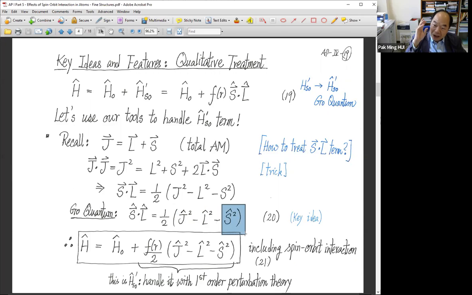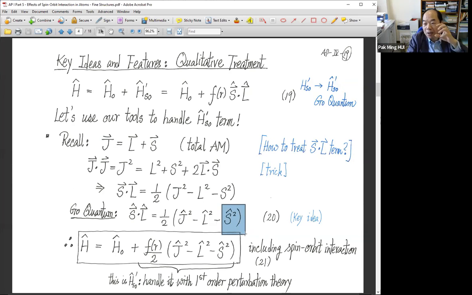So using the new scheme, suddenly this spin-orbit interaction term can be treated easily within first order perturbation theory. And we find why there will be fine structure, and that's the story. But the calculations still need to be done. So that is the big picture.